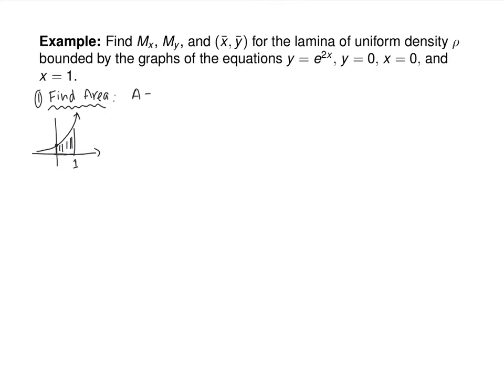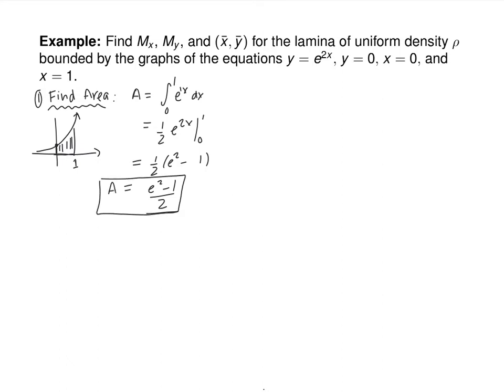So the area is given by an integral from 0 to 1, e to the 2x dx. The antiderivative of e to the 2x is 1/2 e to the 2x, calculated from 0 to 1. So 1/2 e squared minus 1, or e squared minus 1 over 2. So that's the area of the region. Now after you have that, let's find x bar.